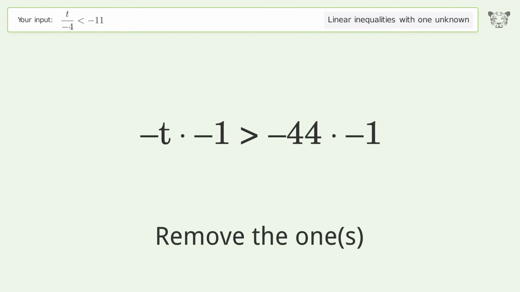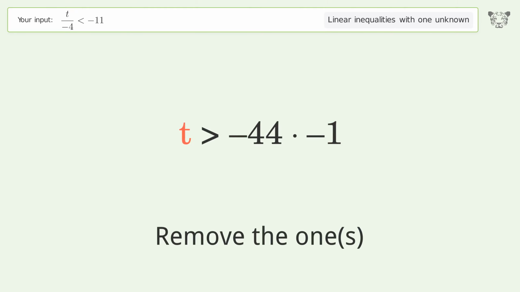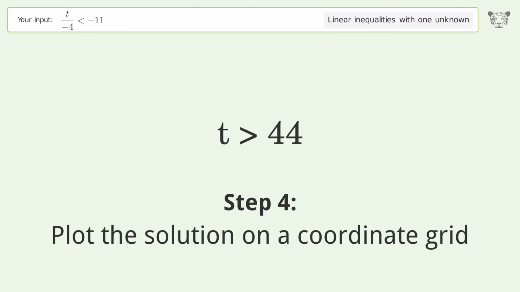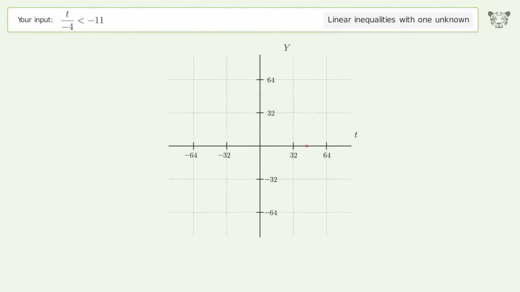Remove the ones. Simplify the arithmetic. Plot the solution on a coordinate grid. And so the final result is t greater than 44.